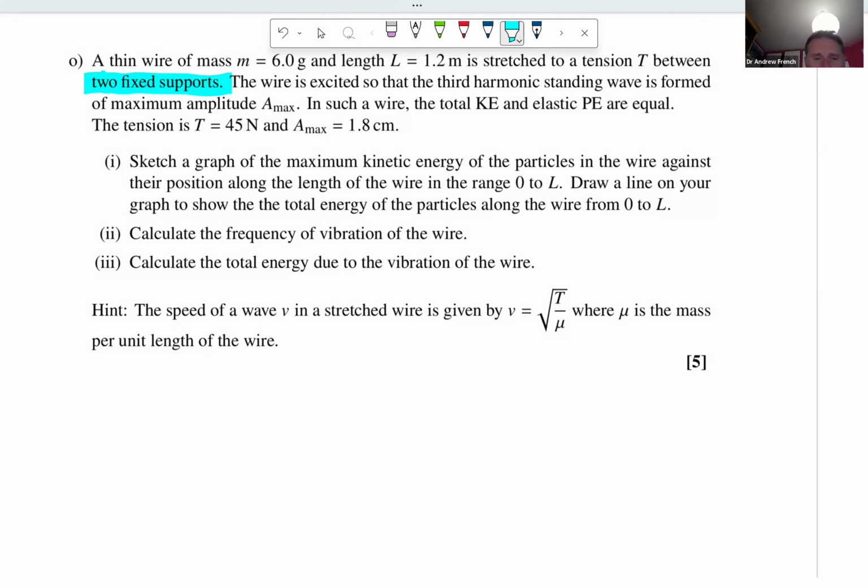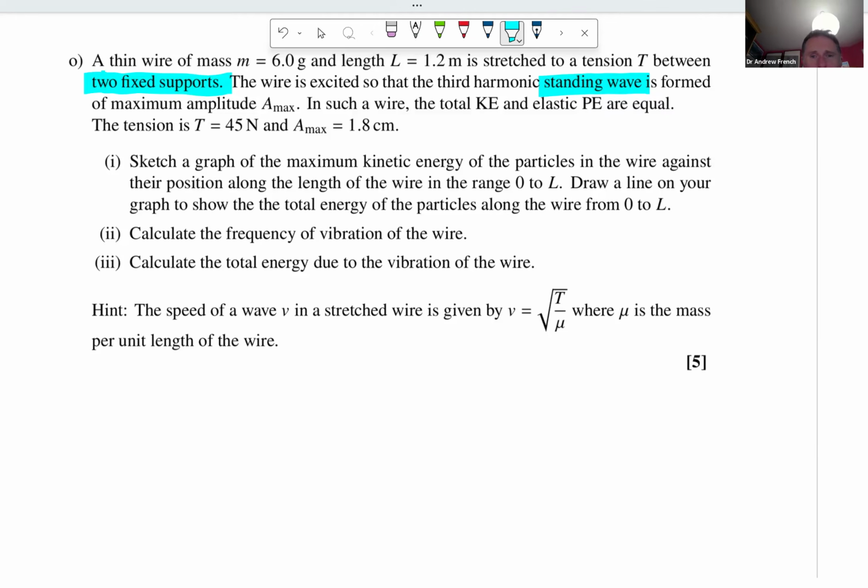What's the magic word? Stationary wave is the most popular answer coming up. Yes, I just realized it actually even gives that. Never mind. But yes, a standing wave, stationary wave. There we go. And the third harmonic, etc. Right. So, okay, in such a way, total kinetic energy and elastic potential energy are equal. Fantastic. Right. We're given a tension.